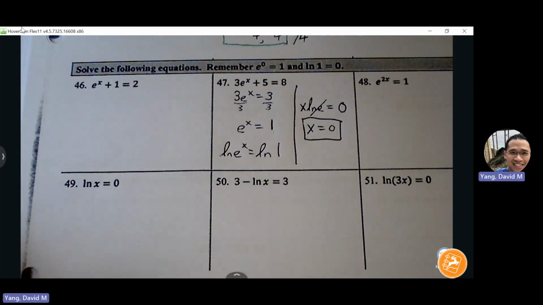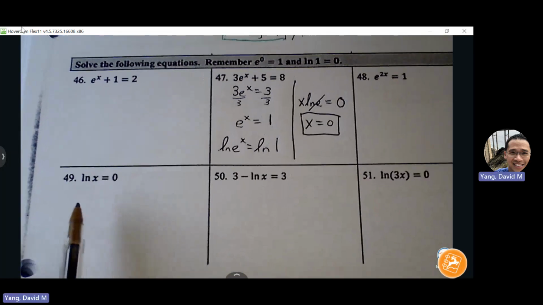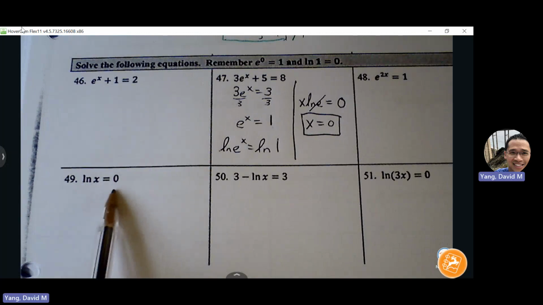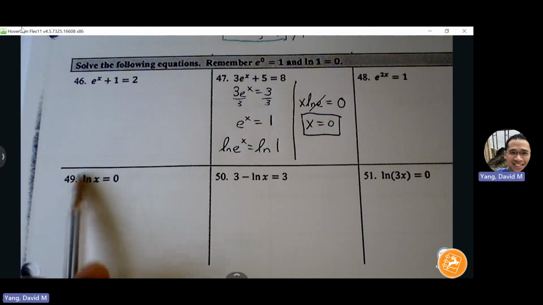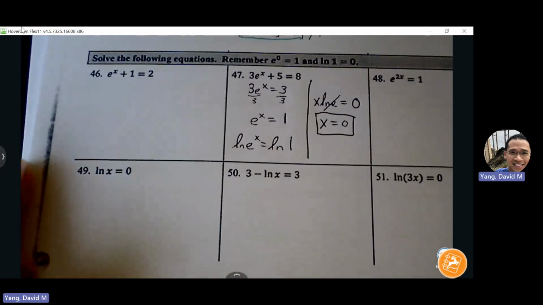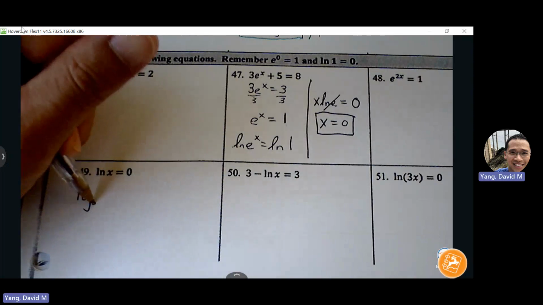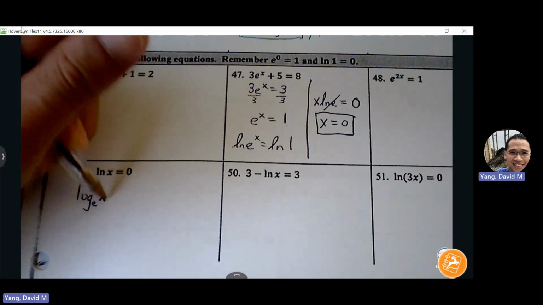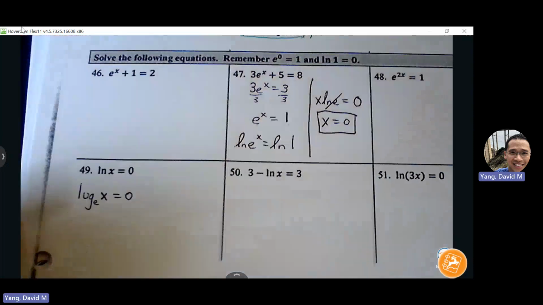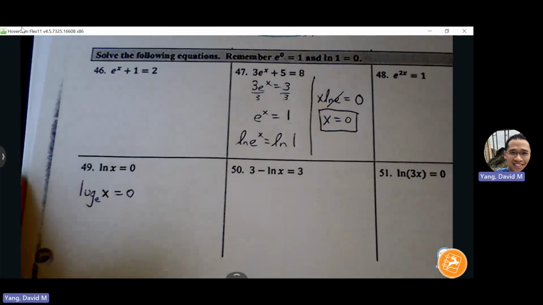Okay, 49. Natural log of x is equal to 0. I want to solve for x, but it's stuck in this natural log form. So we talked about how natural log is log base e, and sometimes it's helpful to rewrite it in a different form so you can clearly see what that base is.